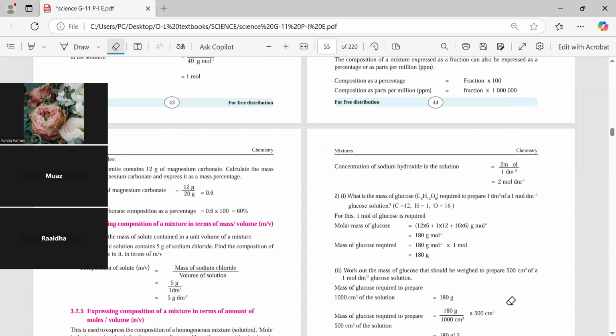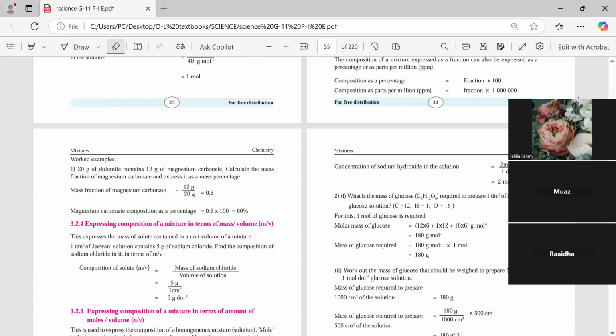Okay. Now we have something called expressing composition of a mixture in terms of mass per volume.